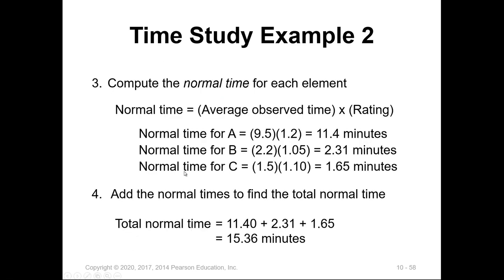To compute the normal time, we multiply the average observed time for each element with the given rating factor of each element. We add the normal time of the elements to find the total normal time of the task. Those are the numbers for each element. To find it for the whole task, we add those numbers, and the total normal time for the task is 15.36 minutes.